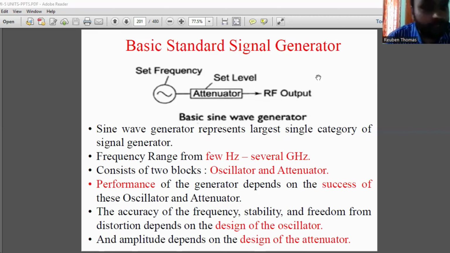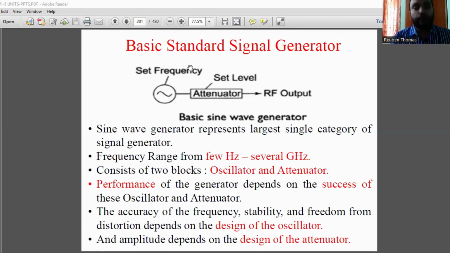And we have not mentioned any value for the basic sine wave generator frequency range, because it may be from a few hertz to several gigahertz, and it consists of two blocks. The first block is the oscillator and the second block is the attenuator.